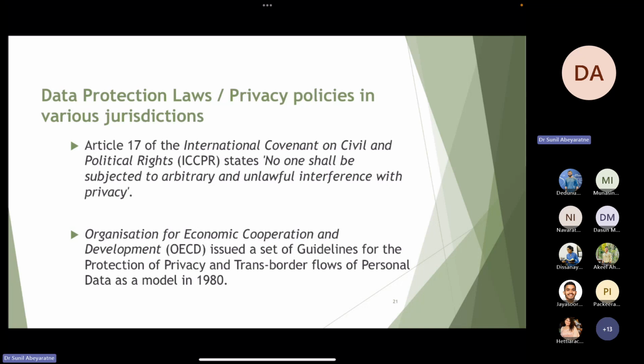Now, the Organization for Economic Cooperation and Development, OECD, in EU countries, issued a set of guidelines for the protection of privacy and transborder flows of personal data as a model in 1980. Once again, considering the nature and behavior of the electronic medium, the internet, every time we have to expect cross-border issues. You can't keep data within one particular territory of a jurisdiction. No territorial jurisdiction is involved in cyberspace. It's a global village, the cyberspace. So transborder flows of personal data are very, very important.